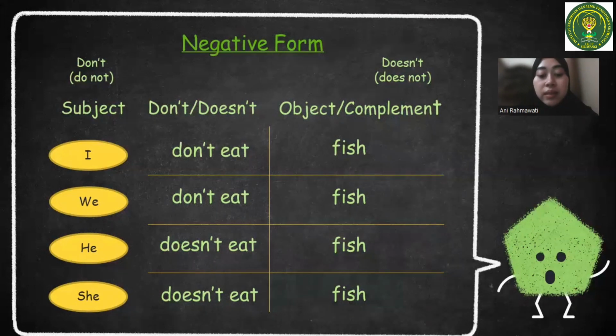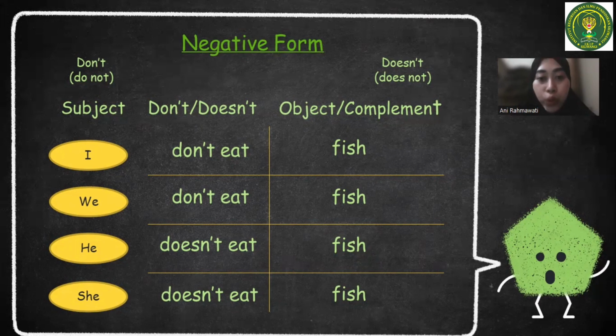Example sentence, I don't eat fish. If we read I don't eat fish, it means we really don't eat fish. Maybe because of allergies or because you don't like fish. That's the context of the sentence, I don't eat fish. Next, we don't eat fish. He doesn't eat fish. She doesn't eat fish.